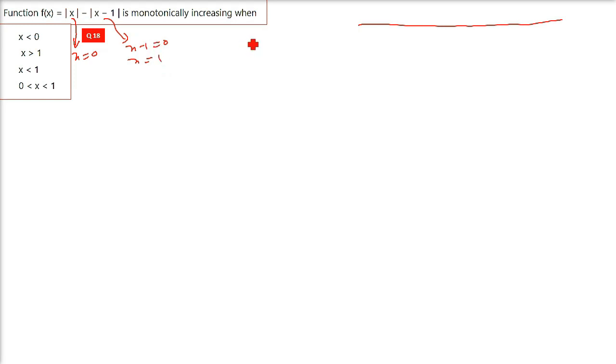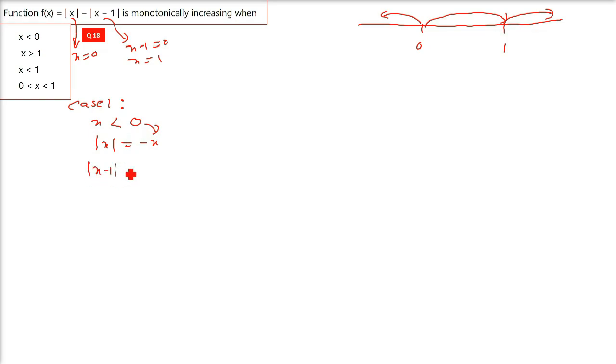So 0 and 1, these are the points on which we can devise 3 cases. When x is less than 0, when x is between 0 and 1, and when x is greater than 1. I hope you got the idea. x is less than 0, x is greater than 1, and x is between 0 and 1. So when x is less than 0, this is case 1. When x is less than 0, by definition mod x is going to be minus x.